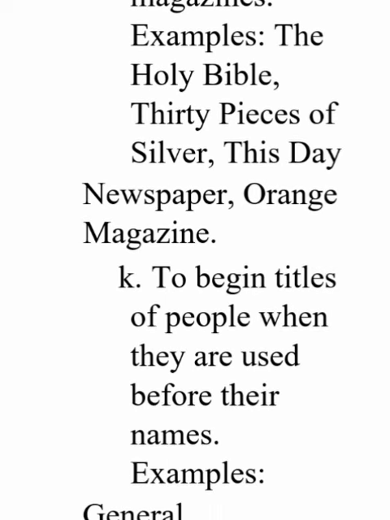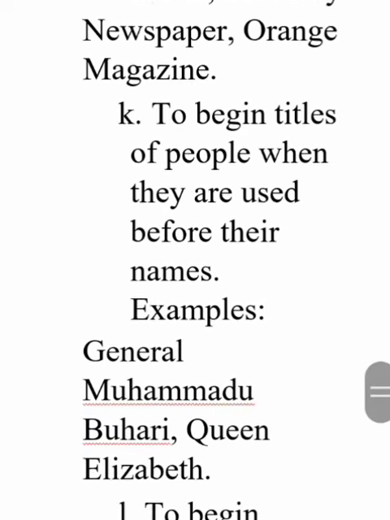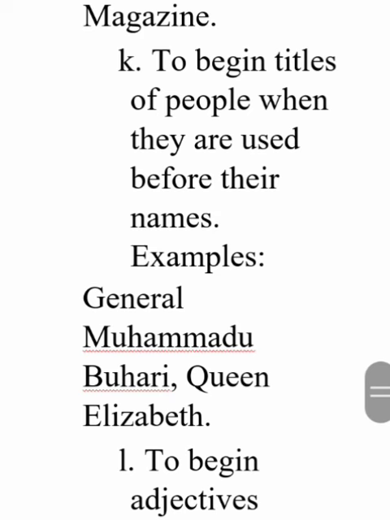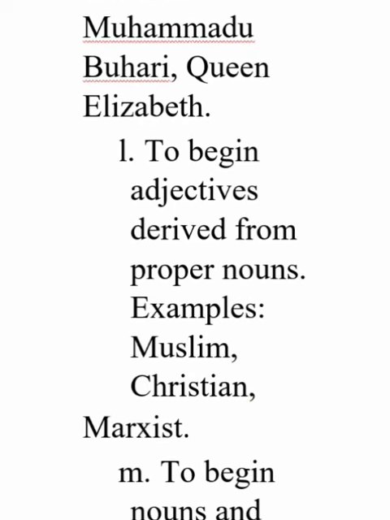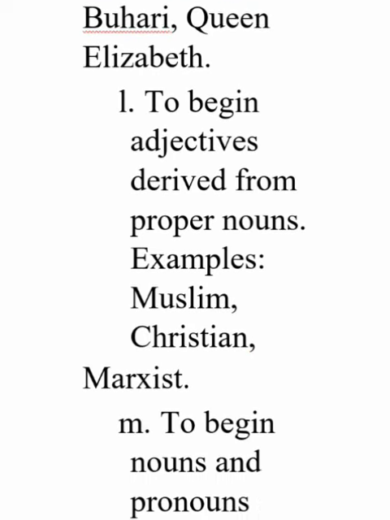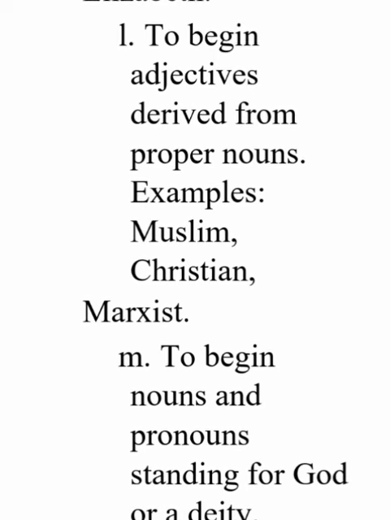Newspaper, Orange Magazine. K. To begin titles of people when they are used before their names. Examples: General Muhammadu Buhari, Queen Elizabeth. L. To begin adjectives derived from proper nouns. Examples: Muslim, Christian, Marxist.